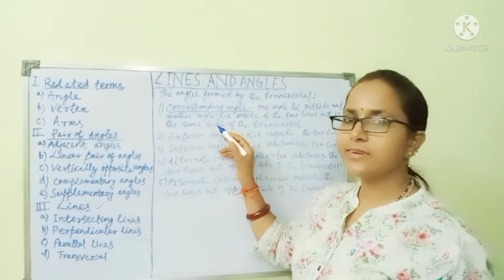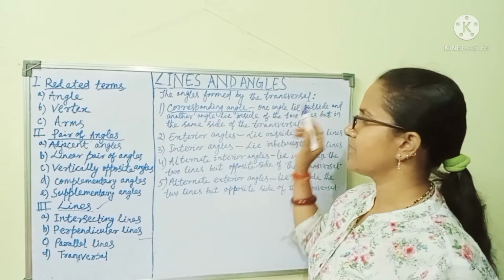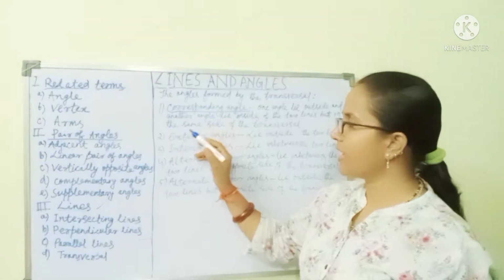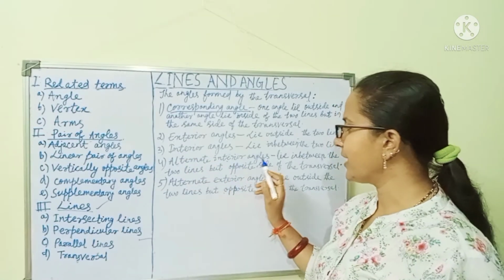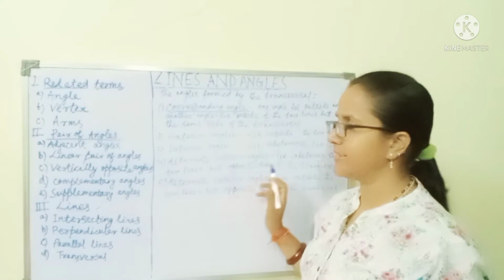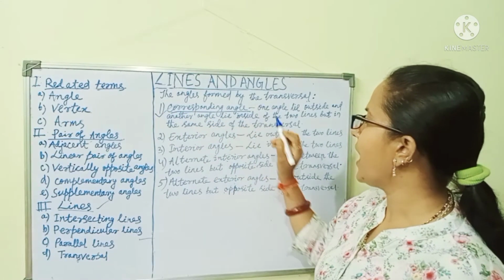Now I will discuss the angles formed by the transversal. These are corresponding angles, exterior angles, interior angles, alternate interior angles and alternate exterior angles. Now first we will discuss the corresponding angles.